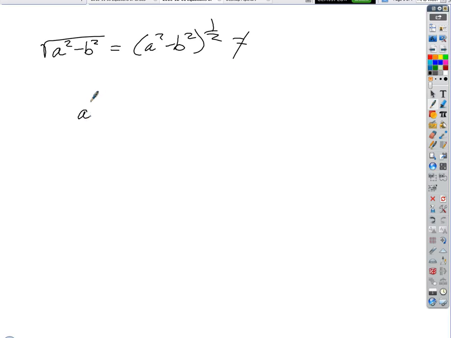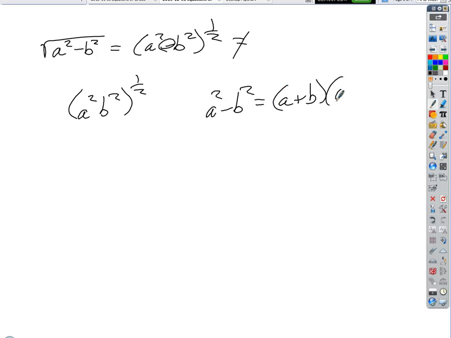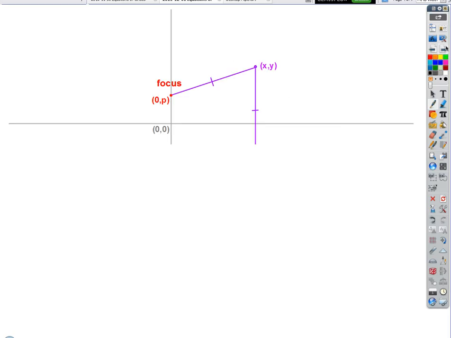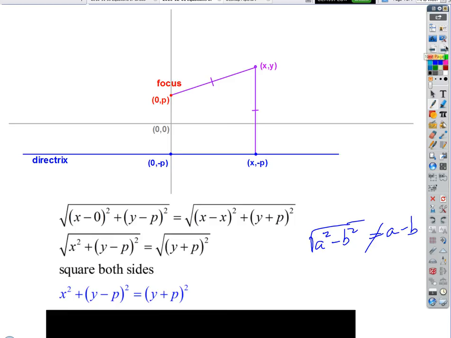Now, if I have something like a squared times b squared to the 1/2, if that's a product, I can. That's fine. But I can't distribute it when I'm adding or subtracting, right? Because what is a squared minus b squared? A squared minus b squared equals a plus b times a minus b, not a minus b quantity squared. Okay? So long story short, can't do that.